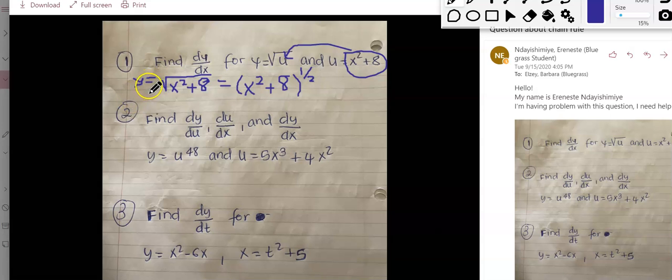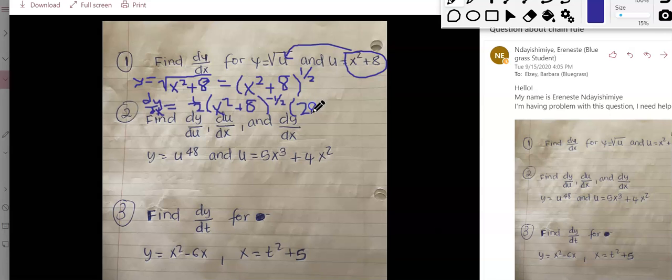So dy/dx, chain rule: 1/2 times the front, lower our exponent by 1, and if we subtract 1 from 1/2, it's going to be negative 1/2. Then take the derivative of the inside of the parentheses, that's 2x.